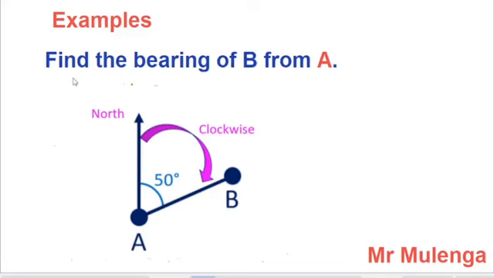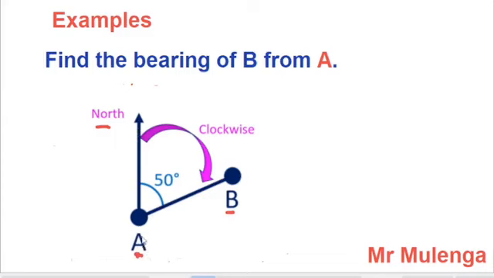The question is, find the bearing of B from A. So remember, I've said that where they have said from, that's the starting point. So B from A. So this is our north direction, which is right here. Then the B is right here, the A is right here. So it's B from A. So where they have said from, it's A.